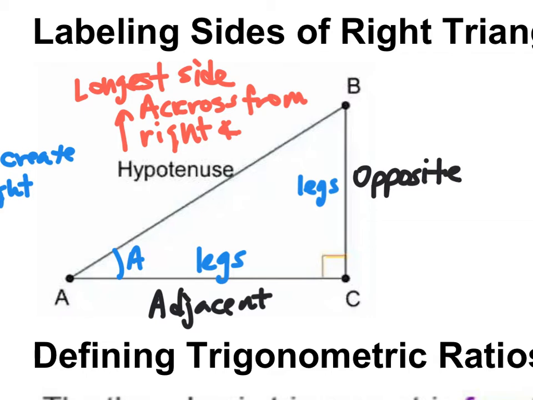Now the thing of it is, given a right triangle and any angle in that right triangle, either angle A or B, we will have to be able to label the sides of this right triangle. This one's always going to be the hypotenuse. But given that we're talking about angle A down here, we're going to call this side the adjacent side. Adjacent means next to, and the opposite side is the side that's not touching angle A.